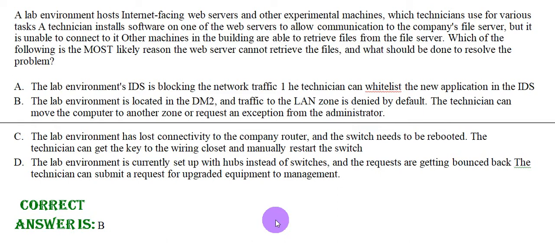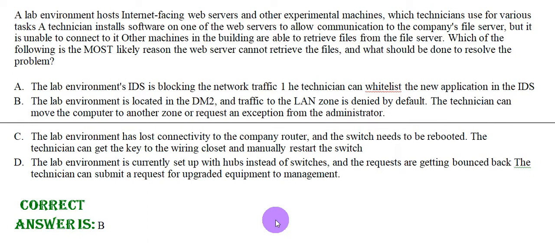Option B, the lab environment is located in the DMZ. The traffic to the LAN zone is denied by default. The technician can move the computer to another zone or request an exception from the administrator. Option C, the lab environment has lost connectivity to the company router and the switch needs to be rebooted.